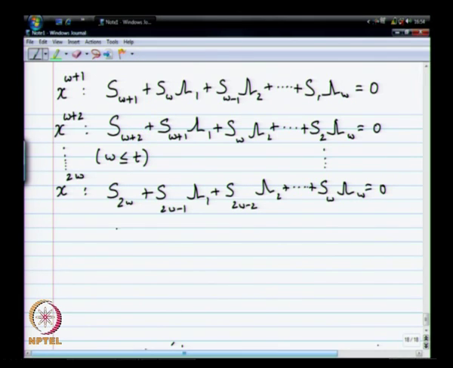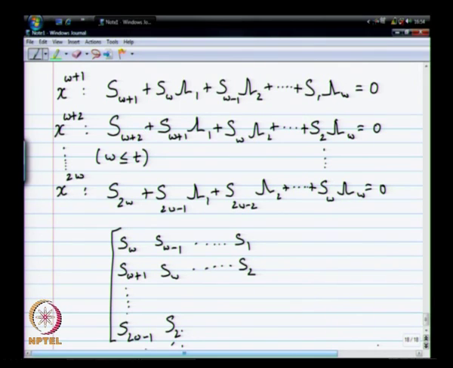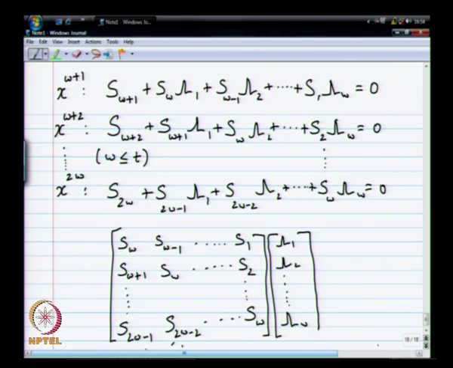Okay, so you can also write this in terms of a matrix, which will look like this: S1, S_{w+1}, S_w all the way down to S2. This way you go all the way up to S_{2w-1}, S_{2w-2} all the way down to S_w, multiply this with lambda 1, lambda 2 down to lambda w, you should get S_{w+1}, S_{w+2} all the way down to S_{2w}. Okay, so I'll call this matrix, let's say, M of w.